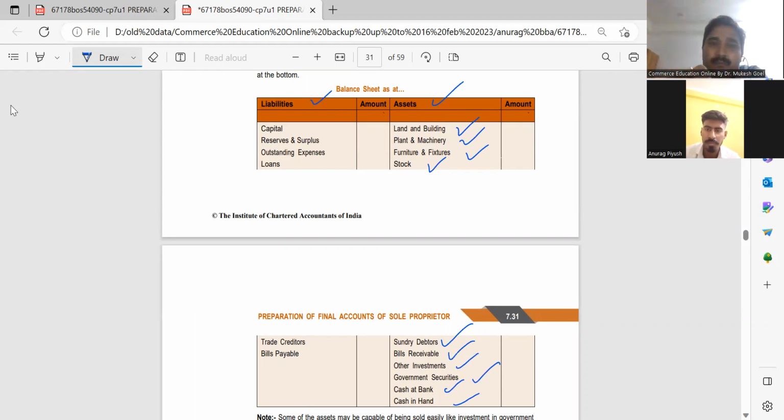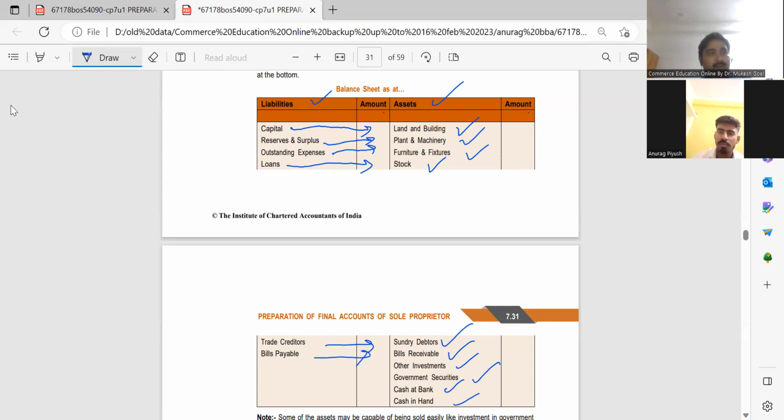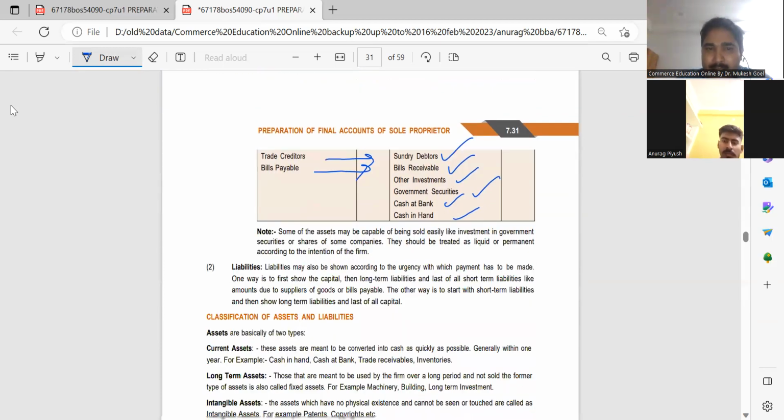So on the left hand side, first of all, capital of the owner will be shown, then reserve and surplus. Then outstanding expenses, unaccrued income, or loan from somebody. This loan may be from a bank, this loan may be from another person. Trade creditors and BP. So these are our liabilities.